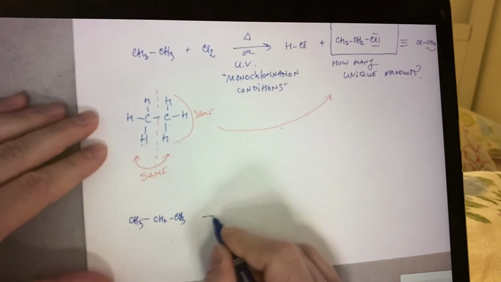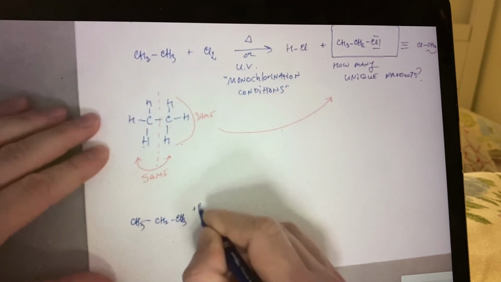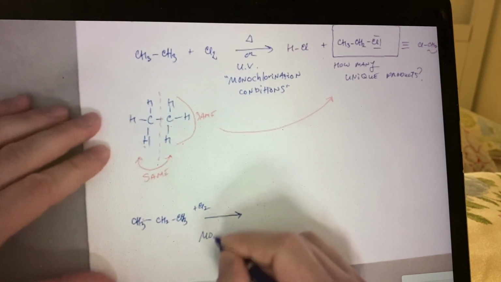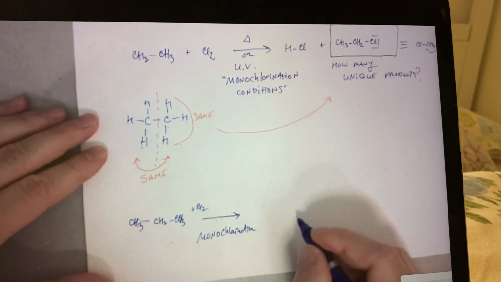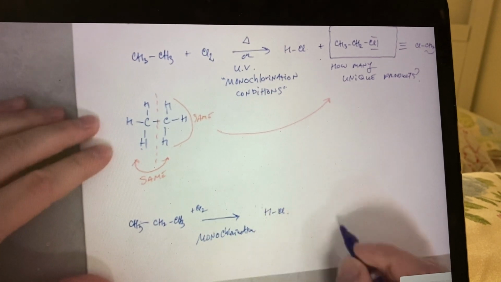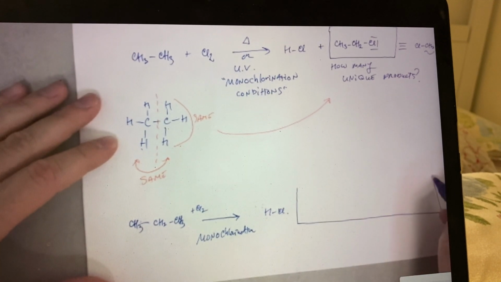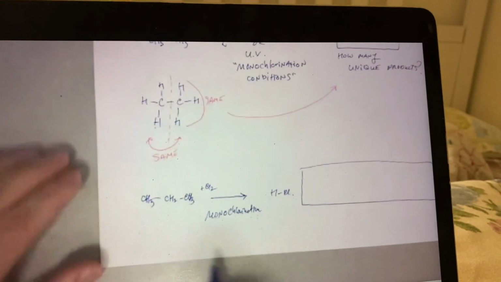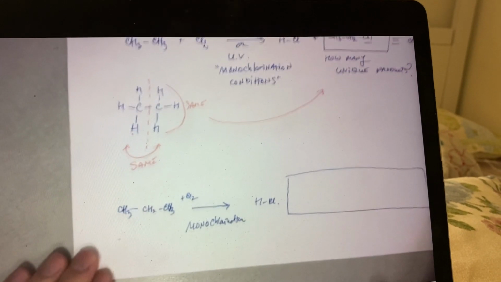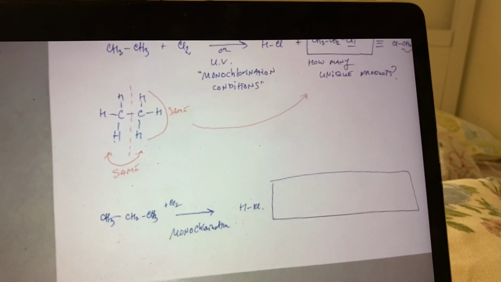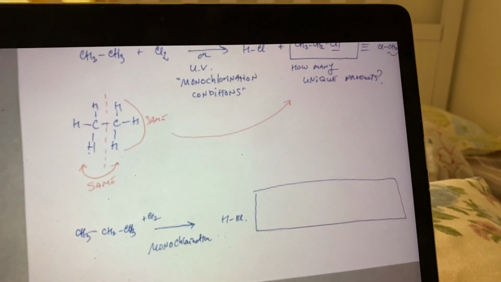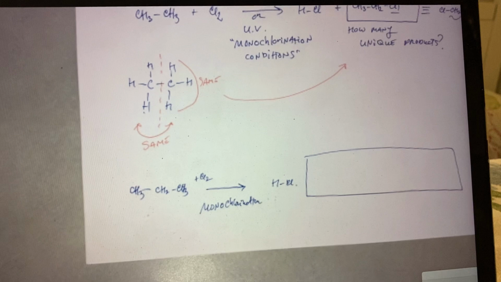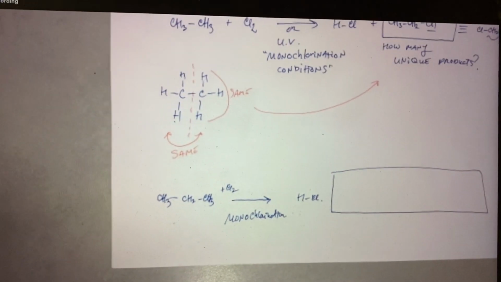What if we took propane plus Cl2, monochlorination conditions? We're obviously going to make HCl. I don't really care about this for this activity. How many unique products could you imagine if propane reacted with Cl2? Are all eight of these hydrogens the same? Are there any differences? Think about this and try and draw all the unique monochlorination products you can imagine.